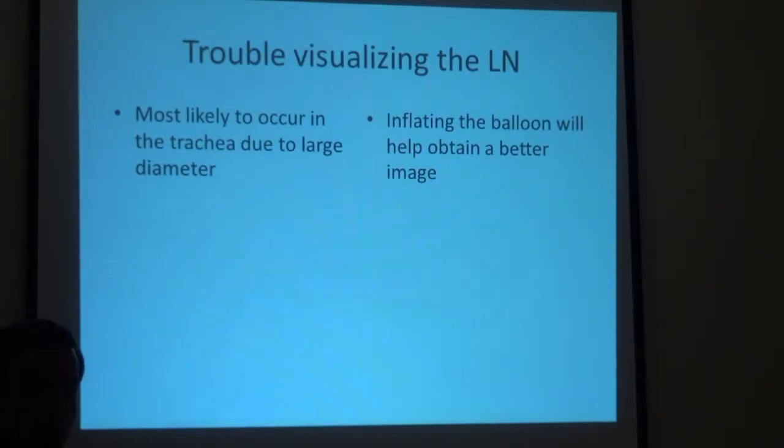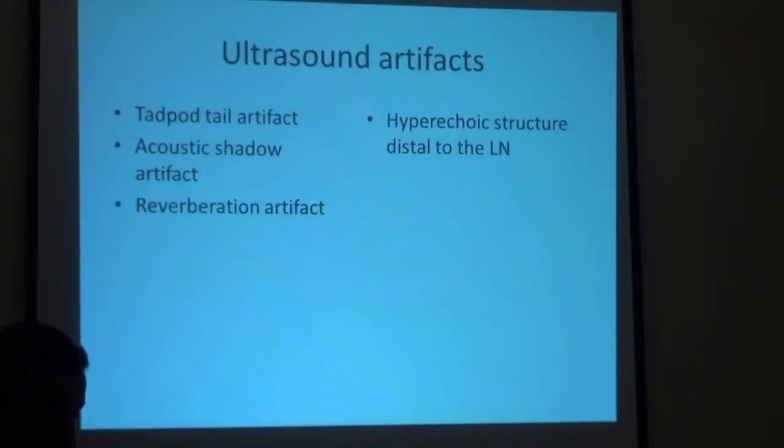So what you use is basically inflate the balloon. Sometimes if you're doing station 11 or 10, you may not need to put the balloon at all. But in the trachea, you always need to have the balloon to be able to visualize the lymph node well. Okay? And then you will have a better opposition against the wall and a better image. Now when you're visualizing, you can get several artifacts from the ultrasound, and we'll go over them.